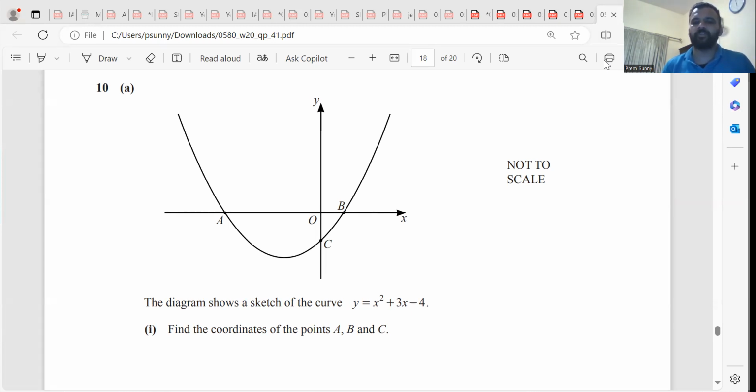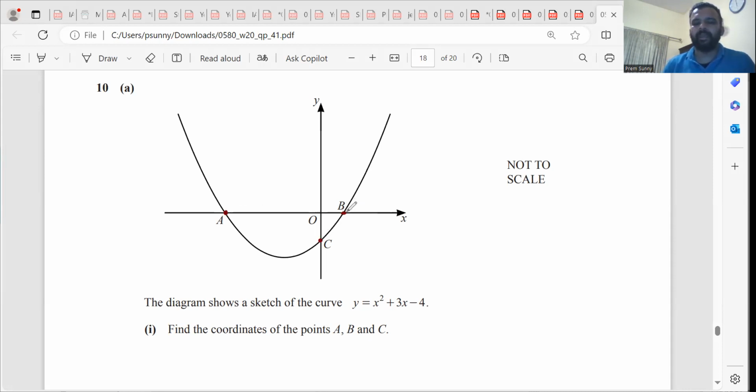When I check, the coefficient of x squared is positive. So the coefficient of x squared is positive. That means it is a U-shaped parabola. Now find the coordinates of the points A, B, and C. So I need to find out A, B, and C.